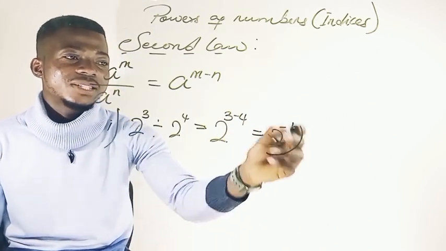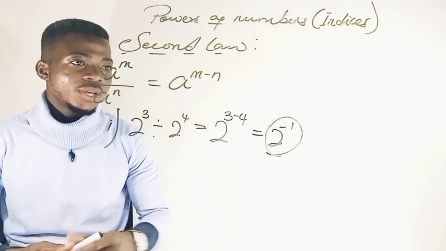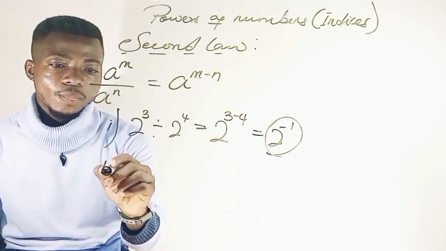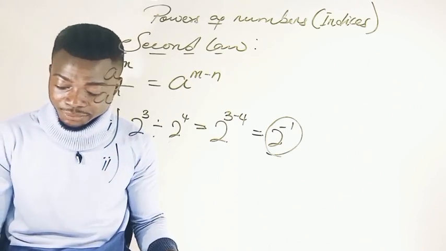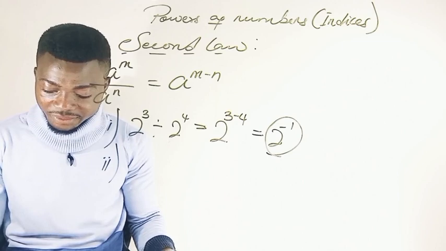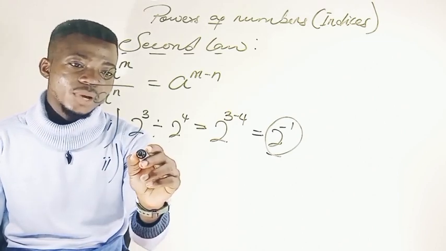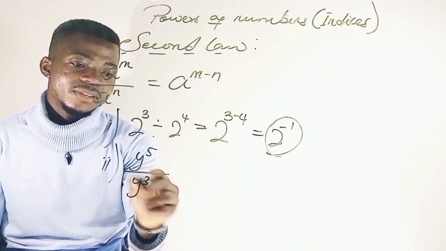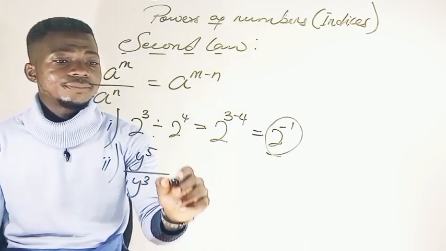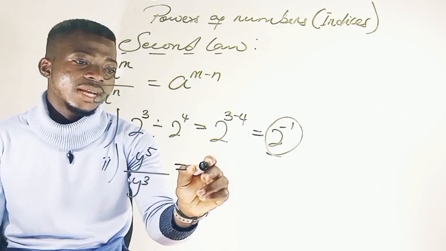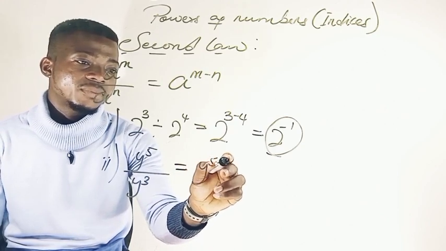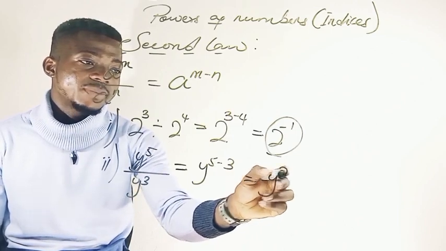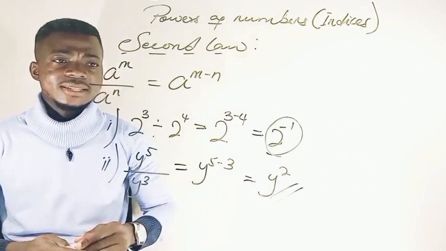I'll come back and tell you how to write this one. So this is the answer for this question. Then we'll move on. Let's take another example. If we have y exponent 5 over y exponent 3, this can be written as y exponent 5 minus 3. So the answer is y exponent 2. That is the answer. That's the second law.